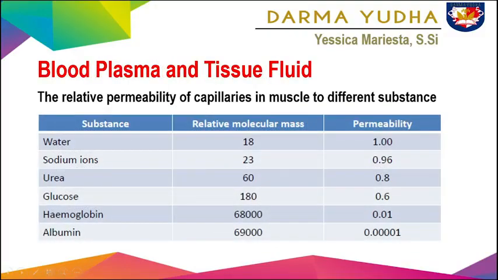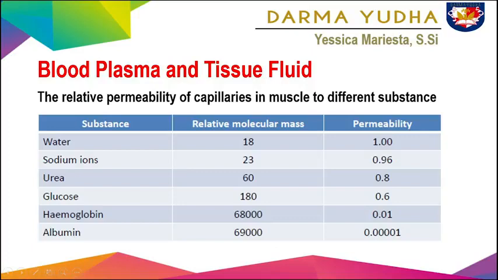The table shows the sizes of the molecules of some of the substances in blood plasma and the relative ease with which they pass from capillaries into the tissue fluid. So, permeability refers to the ease with which molecules cross biological membranes. As you can see, as the relative molecular mass increases, the permeability decreases. It's much more difficult for bigger substances to cross the capillary.